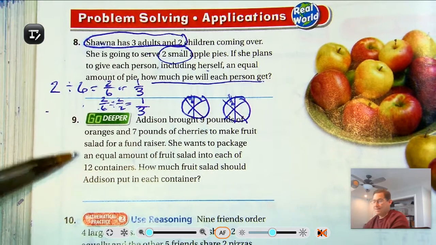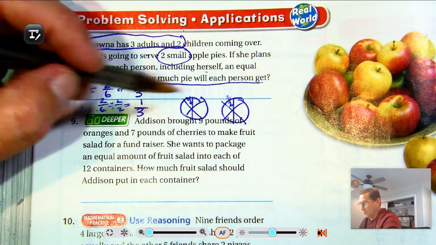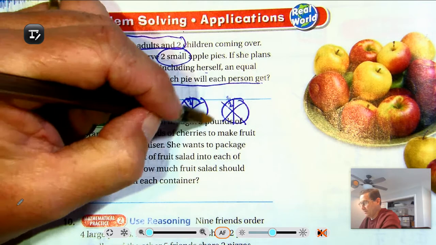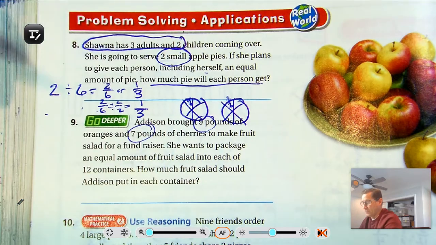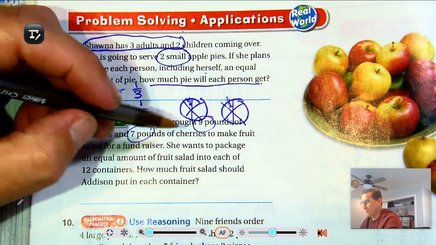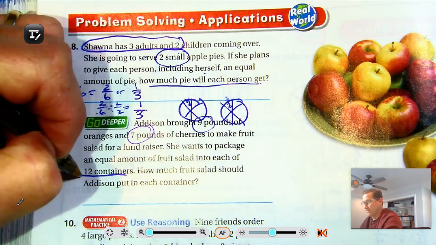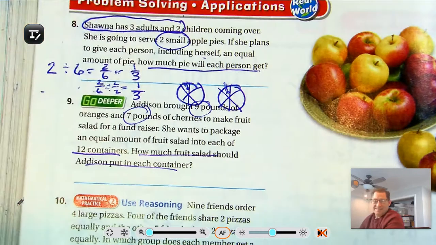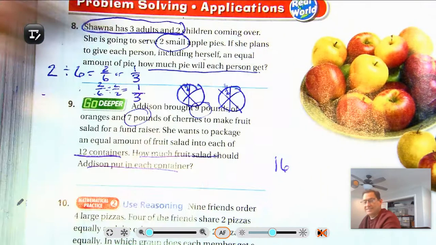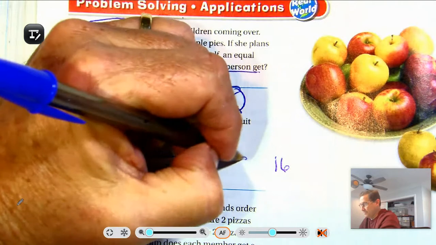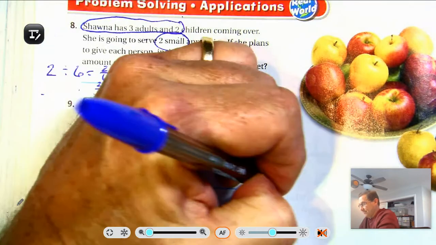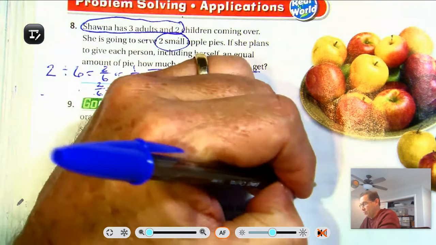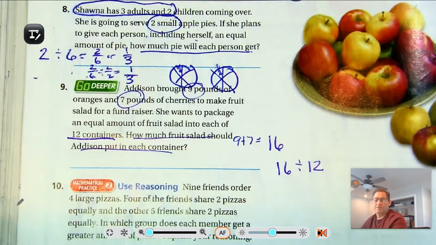Right, number 9. Addison brought 9 pounds of oranges and 7 pounds of cherries to make fruit salad for a fundraiser. She wants to package an equal amount of fruit salad into each of 12 containers. All right, so 9 and 7, that's 16, right? So she brought 16 pounds of fruit. 9 plus 7 is 16. She's going to then take that 16 pounds and put it into 12 equal containers.